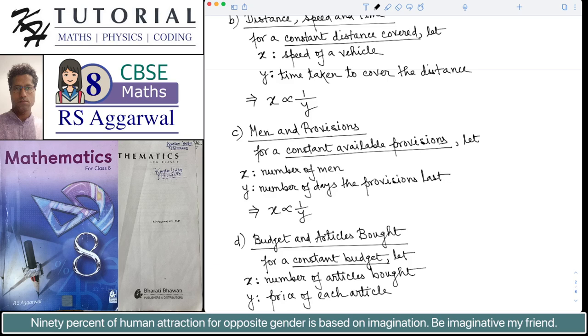So if you consider that the provision, that is the amount of food, is constant, and you consider x to be the number of men and y to be the number of days the provisions last, which means that x number of men can survive for y number of days using that constant provisions, then the quantities x and y will be in inverse variation, that is, x and y will vary inversely with each other.